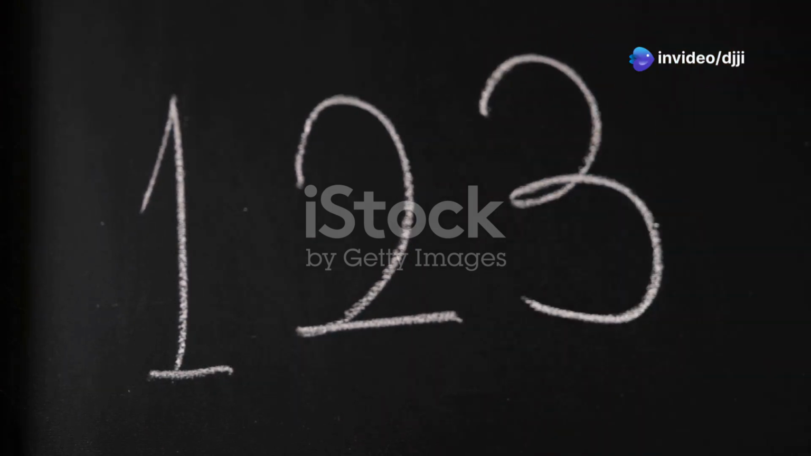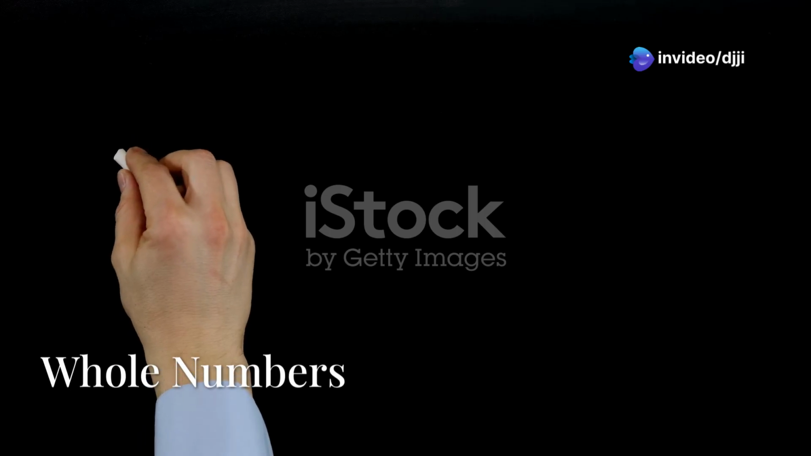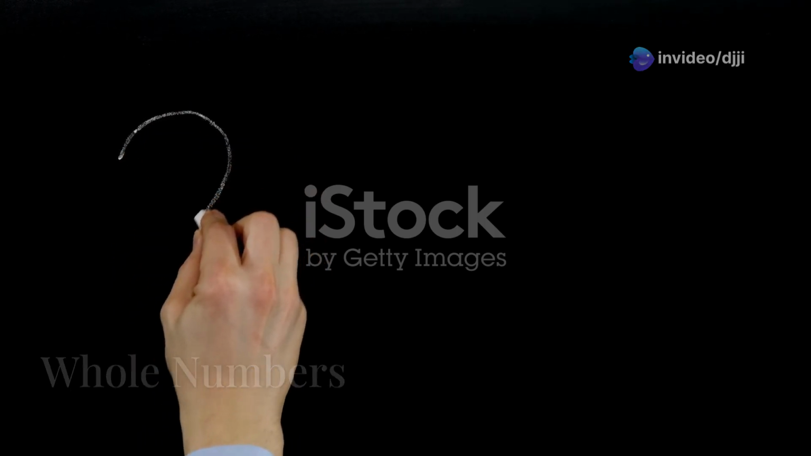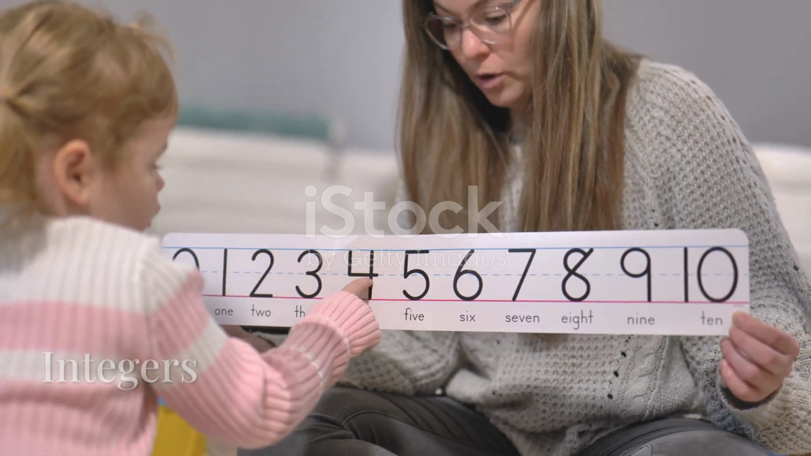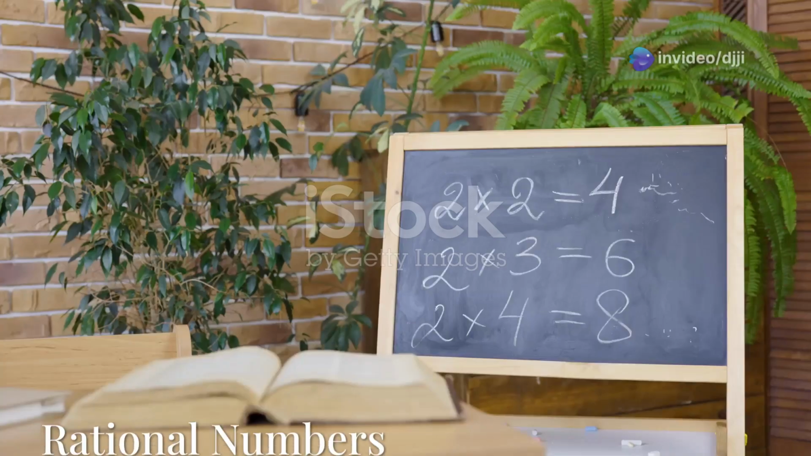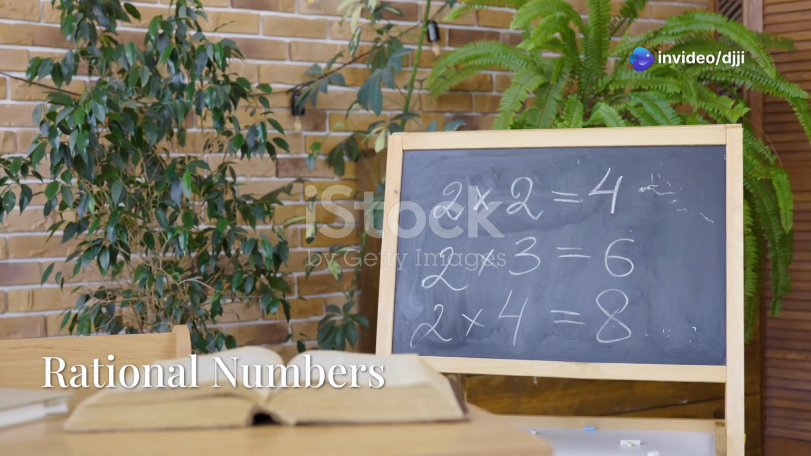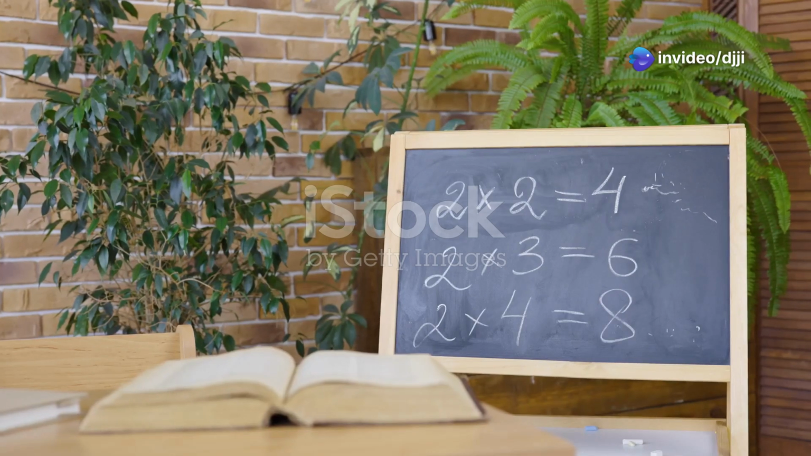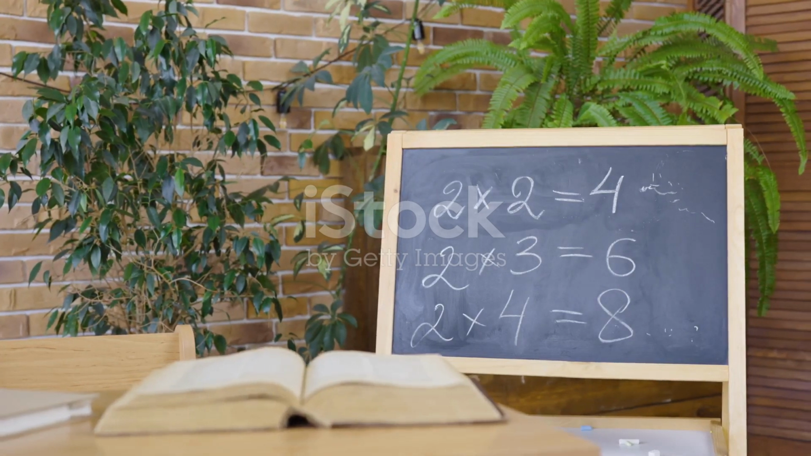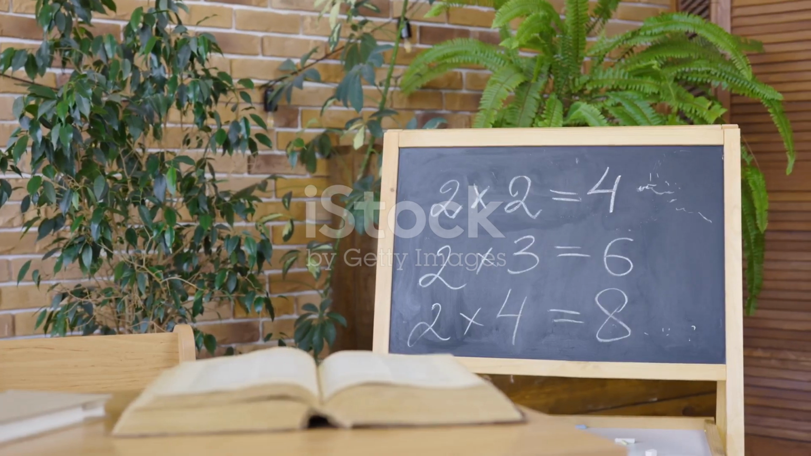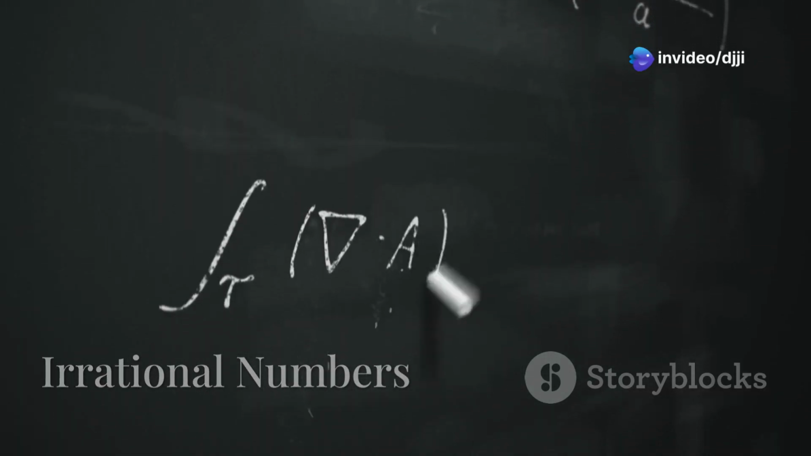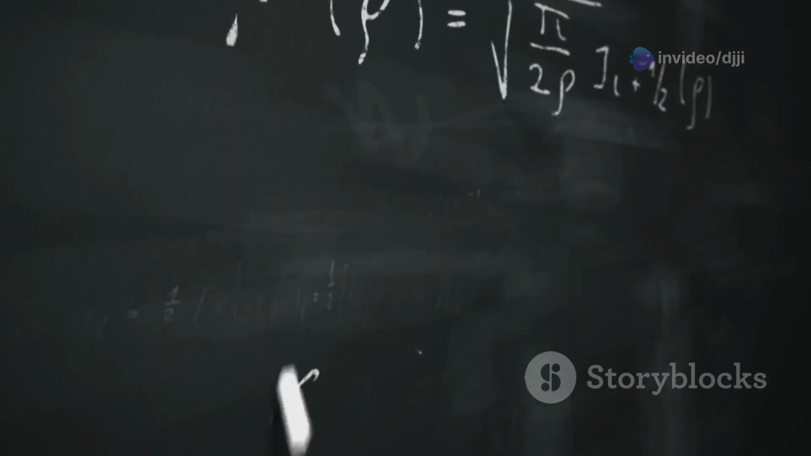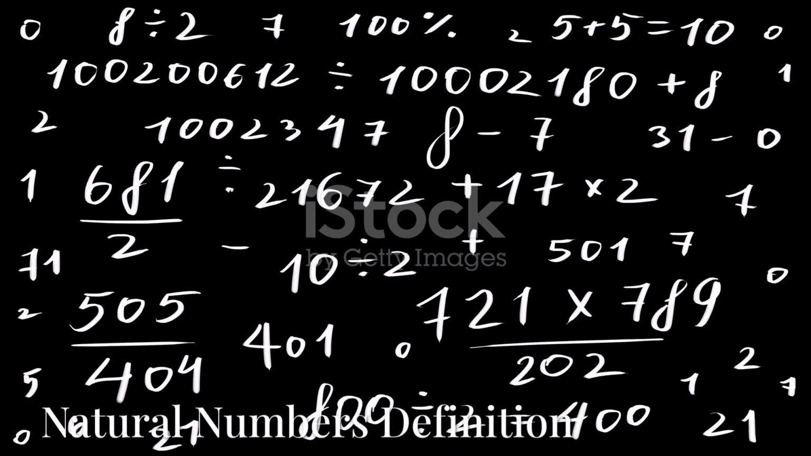1. Natural numbers. These are the counting numbers. 2. Whole numbers, natural numbers plus 0. 3. Integers, whole numbers and their negative counterparts. 4. Rational numbers, numbers that can be written as a fraction or ratio of two integers. These numbers either terminate or repeat when written as decimals. 5. Irrational numbers, numbers that cannot be written as a simple fraction. Their decimal forms are non-terminating and non-repeating.